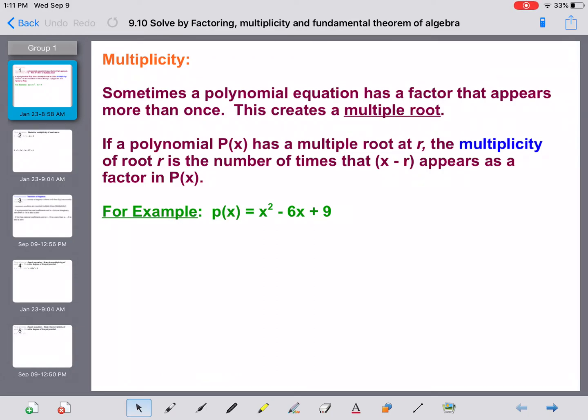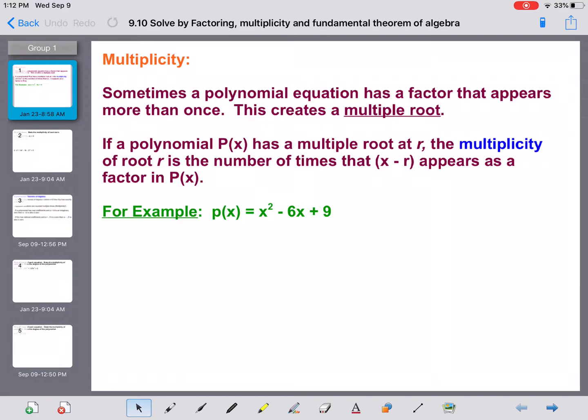Hello, today we are going to talk about solving by factoring and discussing multiplicity of roots and the fundamental theorem of algebra and how they apply to polynomials. So multiplicity you can read here, but the overall idea is how many times a root or a zero appears in an equation as a solution is going to be the multiplicity.